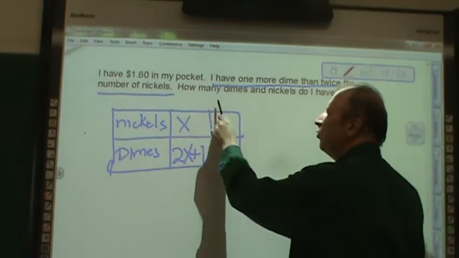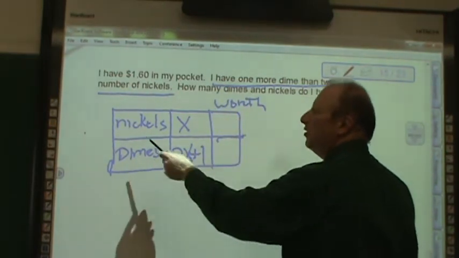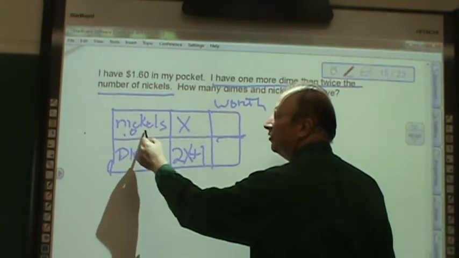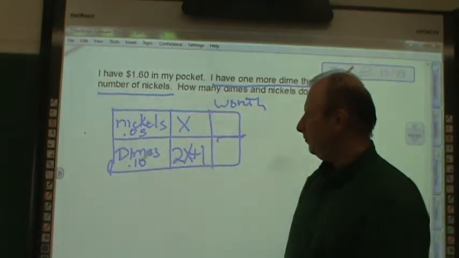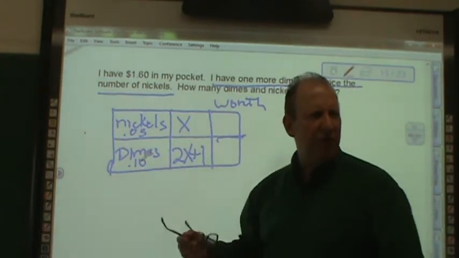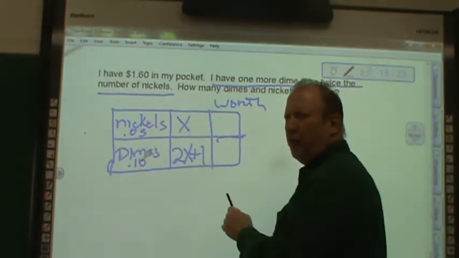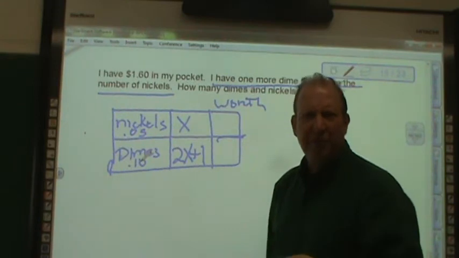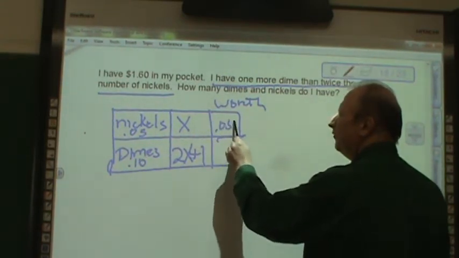Now, how much is this worth? Well, we know a nickel is worth 5 cents. We know a dime is worth 10 cents. So if I have 1 nickel, I have 5 cents. 2 nickels, it's 10 cents. 3 nickels is 3 times 0.05. 4 nickels is 4 times 0.05. Well, if I have X nickels, it's 0.05 times X.